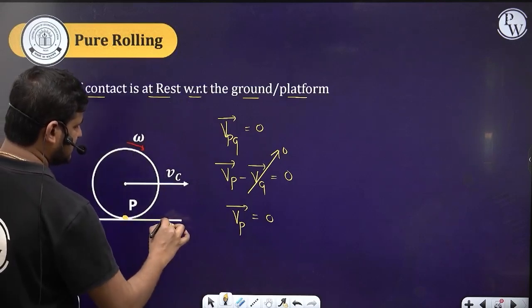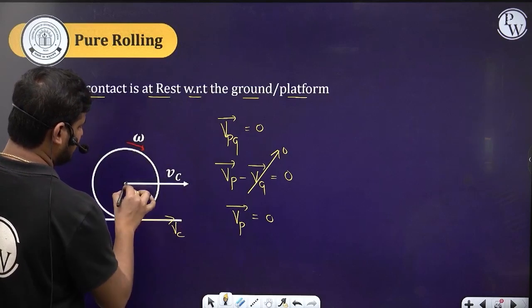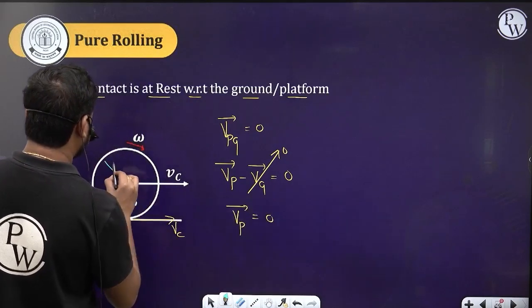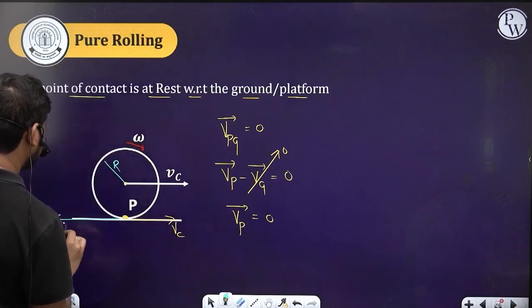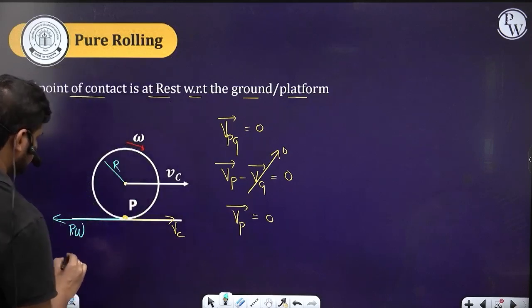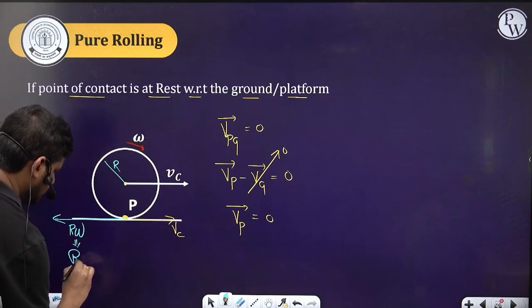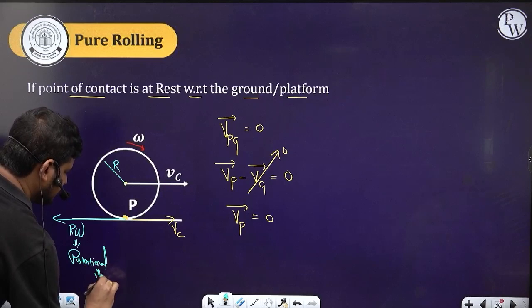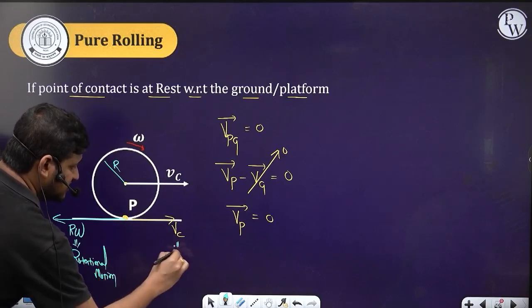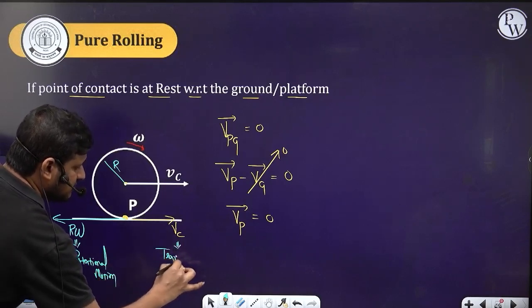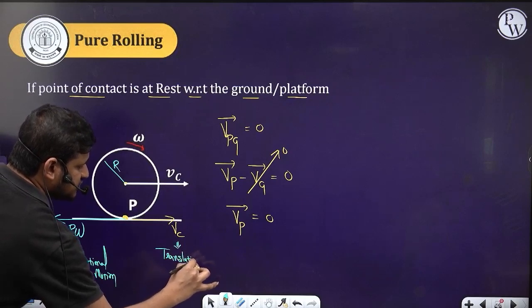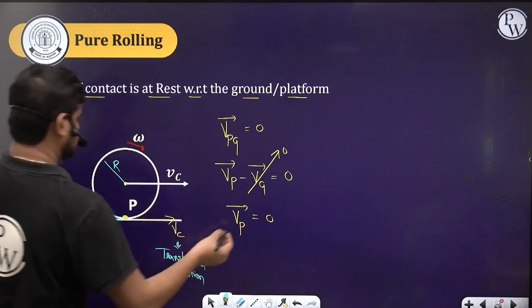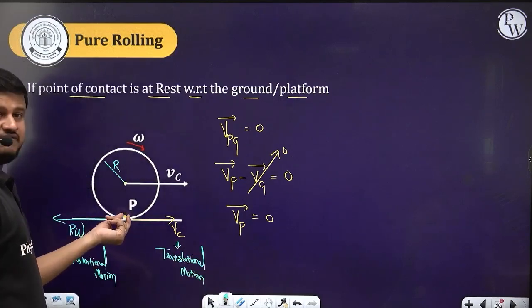One is the velocity due to the center of mass, that is one velocity. And if it is of radius r, then one more velocity will be there due to the rotational motion. Try to understand the concept, guys. This velocity is due to the rotational motion, and this velocity is due to the translational motion. So at point P we have two velocities.